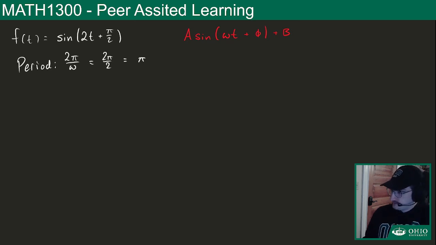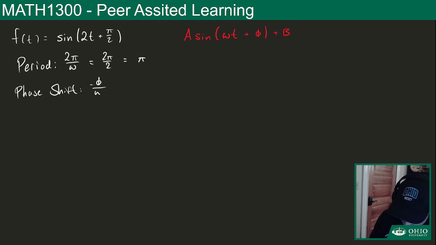This tells us how long the fundamental cycle of the function is, and I'll get to that in a moment, but we're going to keep going. Next, we have phase shift. That is going to be negative phi over omega. In our case, we have phi as pi over 2, over omega, which is 2, and that gets us negative pi over 4.